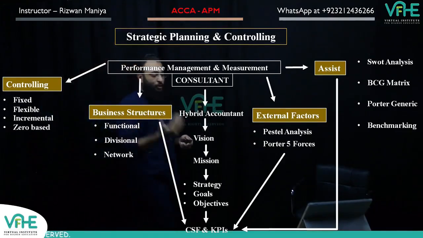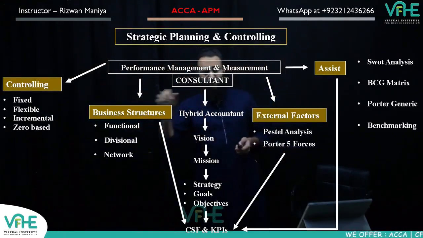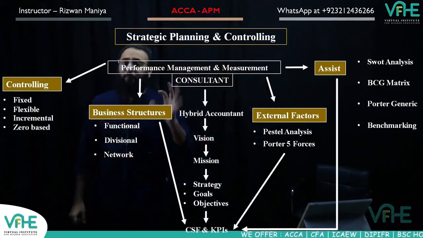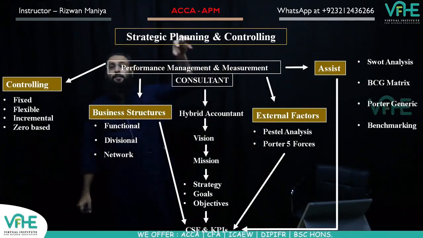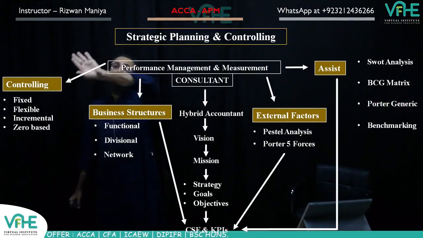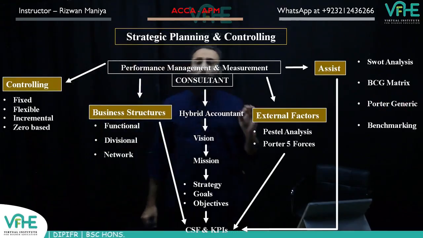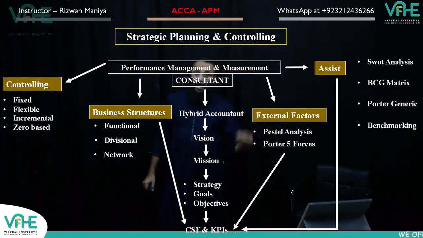Then comes zero-based budget. A budget that starts from a base of zero, in which everything needs to be justified right from the scratch. This budget will answer the problem mentioned in incremental budget about previous issues. It is a budget that is prepared on the assumption that the budget is being prepared for the first time.